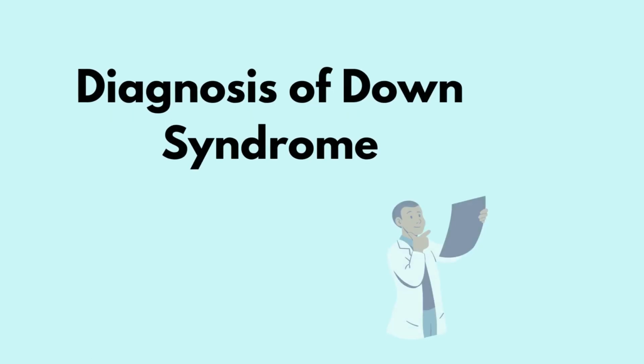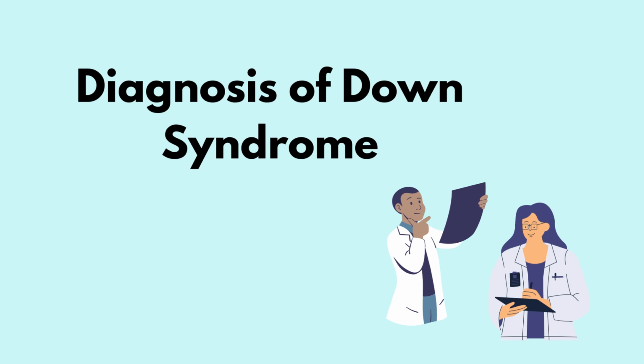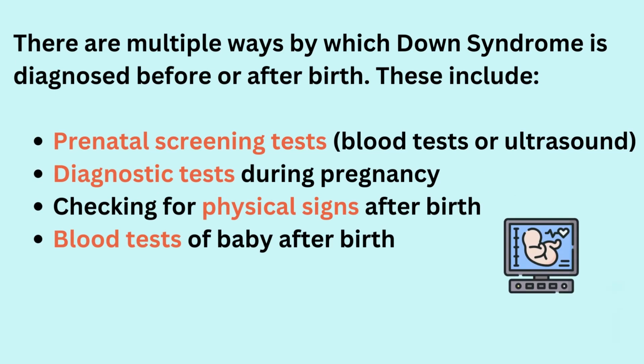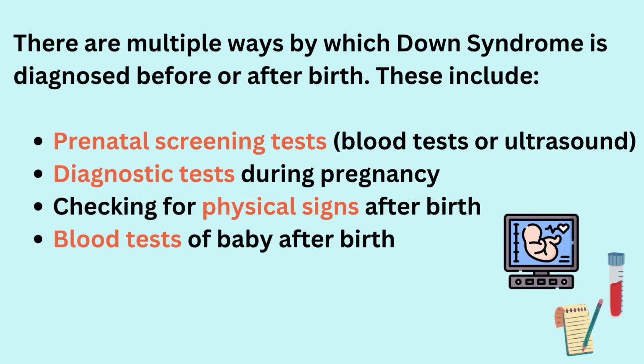Now let's talk about how Down syndrome is diagnosed. Usually, prenatal screening tests via blood tests or ultrasound can be used to infer whether a fetus will be born with Down syndrome. Diagnostic tests during pregnancy are then used to confirm this. Checking for physical signs after birth, and blood tests of the baby are also used in diagnosis.